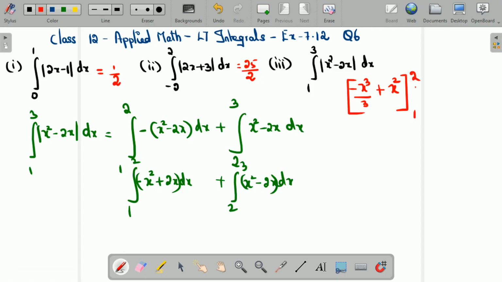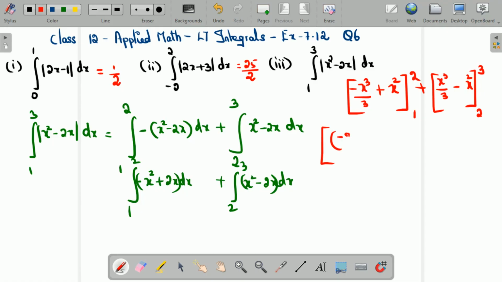Now for the second integration, here it is x cubed divided by 3 minus 2x squared by 2. So 2 and 2 will cancel and I write only the x squared. The limit is between 2 to 3. Now let's substitute the limit. So in this case, the upper limit is going to be 2. So 2 the whole cube is 8.